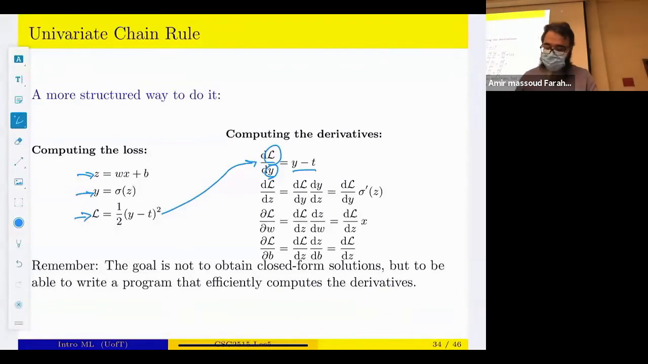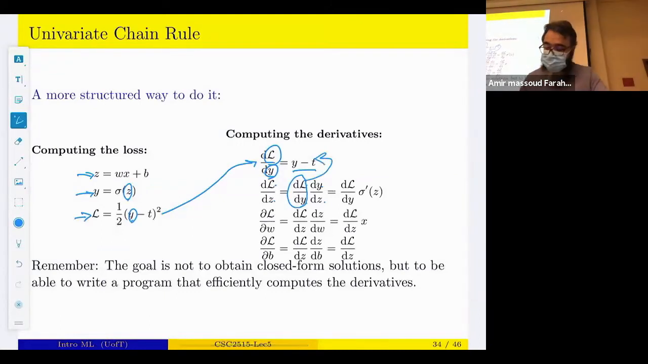Okay, so what was the previous step? We computed with respect to Y. Now we want to compute with respect to Z. So what we should do is compute the derivative of L with respect to Z. We can write it as the derivative of L with respect to Y, and then the derivative of Y with respect to Z. This is easy because the derivative of L with respect to Y we already calculated in the previous step.